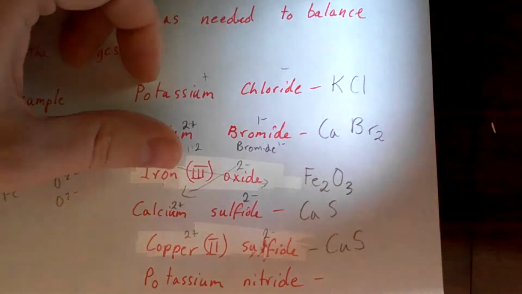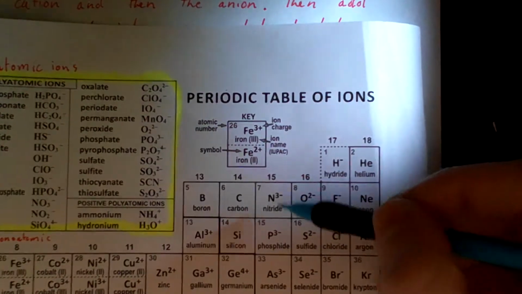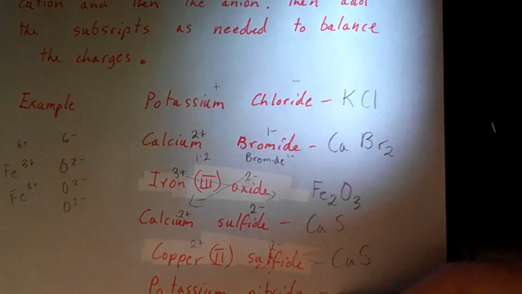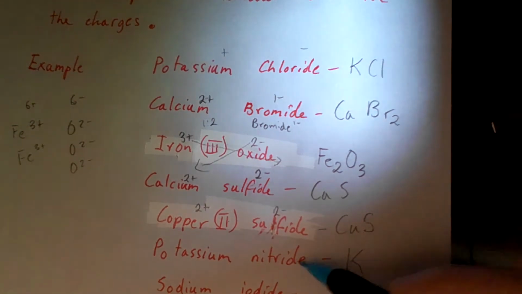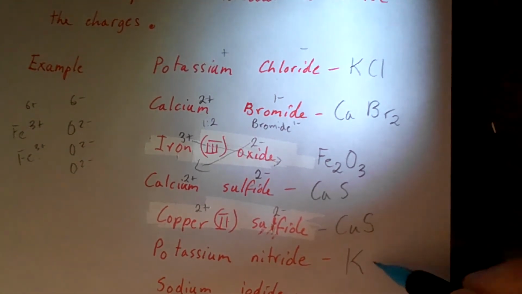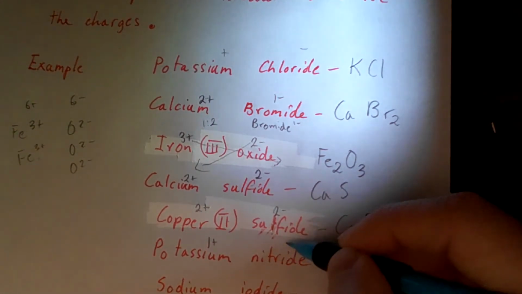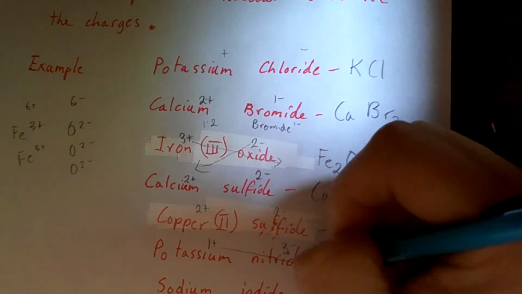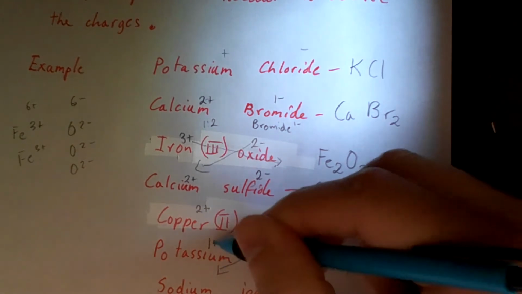Okay, let's look at the next one. Potassium. Potassium is in group 1. The symbol is K, 1 positive. And the next one is nitride. Nitride is in group 15. It has a 3 minus charge. So I'm going to write the symbol. The symbol for potassium is K. And the symbol for nitrogen, which becomes nitride, is N. Potassium has a 1 plus charge. Nitride has a 3 minus charge. Okay, we can use the crisscross method. So we're going to have 3 potassiums and 1 nitride.